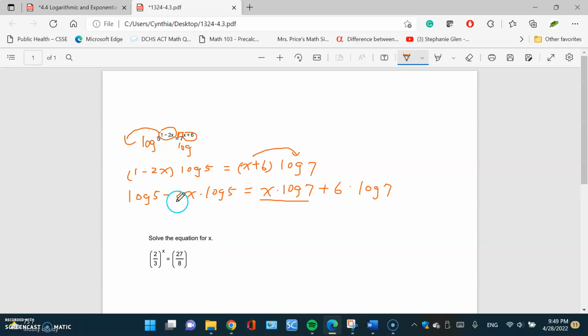Now x, they are the like terms, so we put them together. I'm going to bring this x to the left hand side. So we will have negative 2x multiplied by log 5 minus x multiplied by log 7 is equal to 6 times log 7 minus log 5.